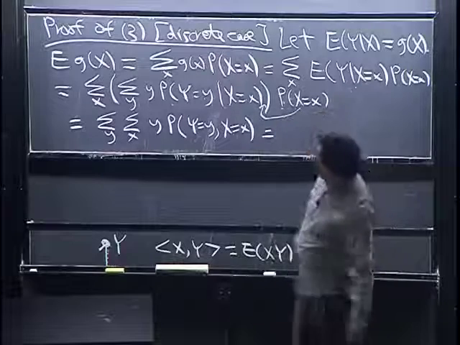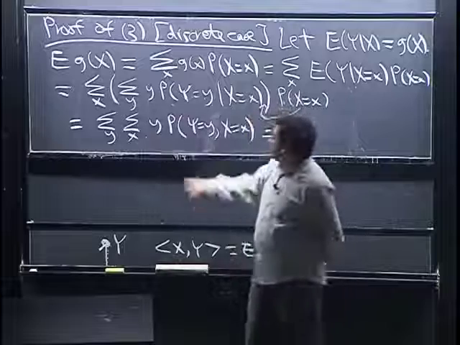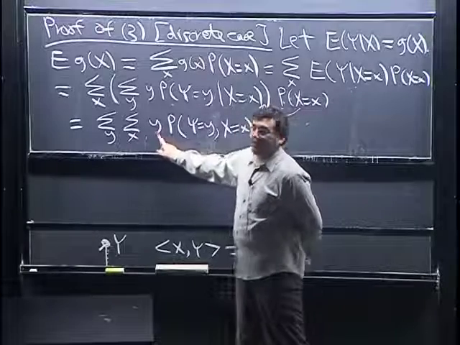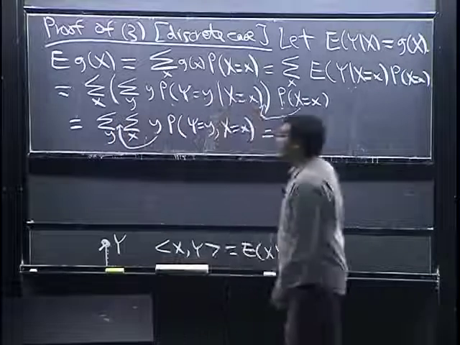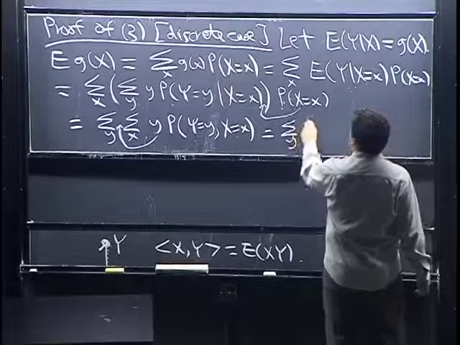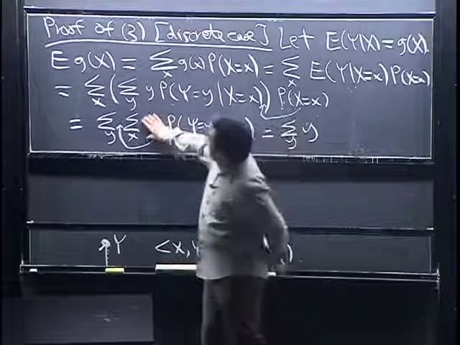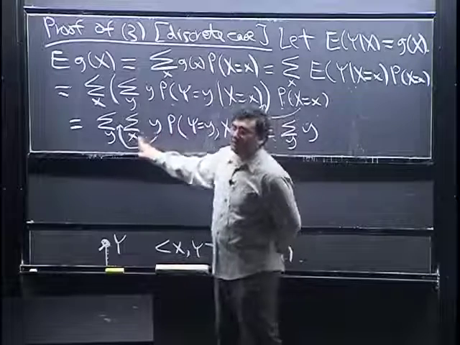Now, notice, since I swapped the order of summation, something good happens, which is that this y doesn't depend on x, so we can pull this y out. So that y goes right there. Okay, so that's the sum over y of y. So just imagine pulling this y out, and let's just stare at this sum here.